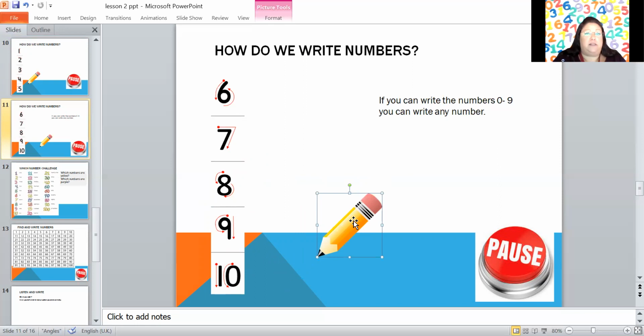If you can write those numbers, then you can write any number ever, because any number is made up of those 9 numbers, or 10 if you count the 0. So make sure you do lots and lots of practicing, because the better you get at doing that, you'll be able to write any number for as long as you live. So how fabulous is that?